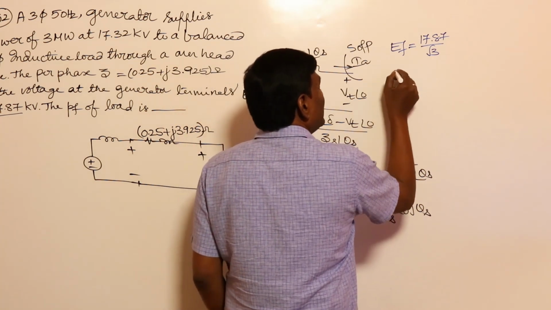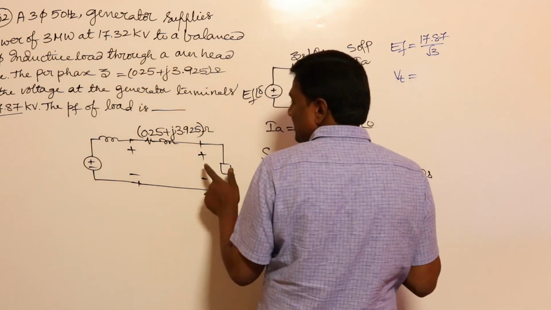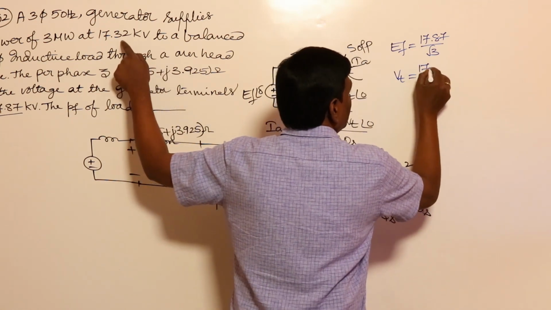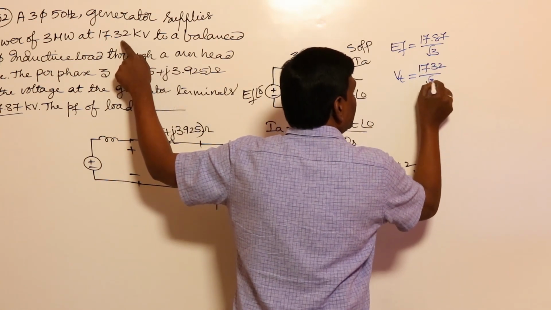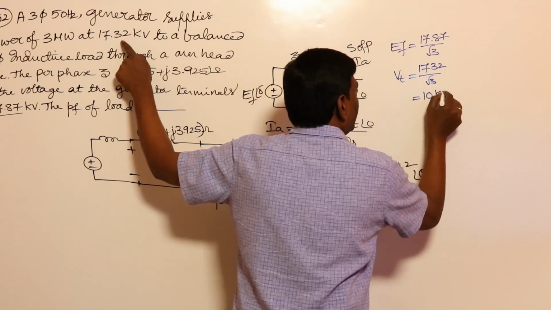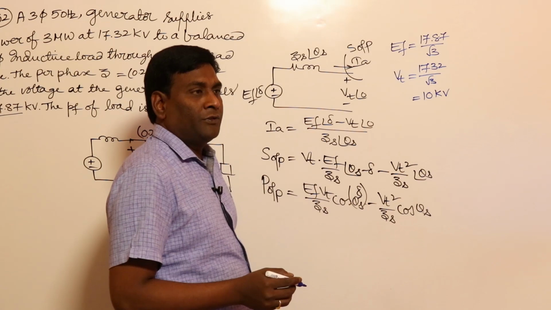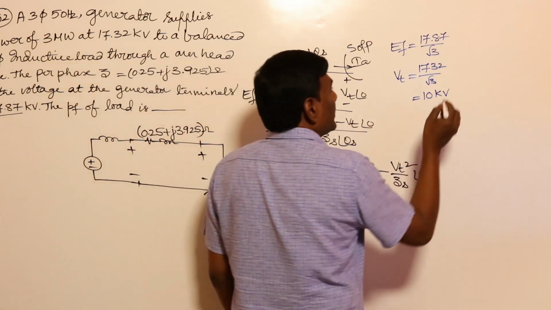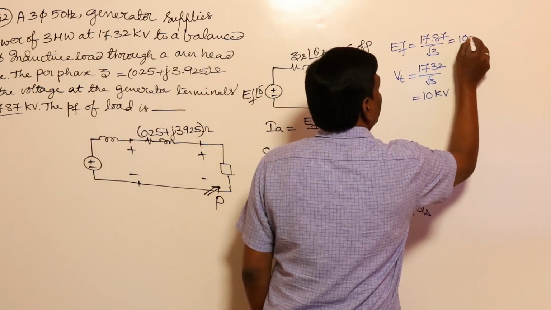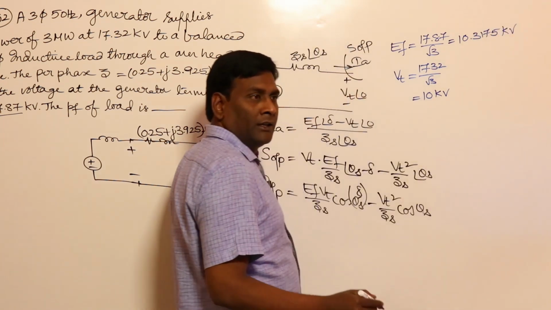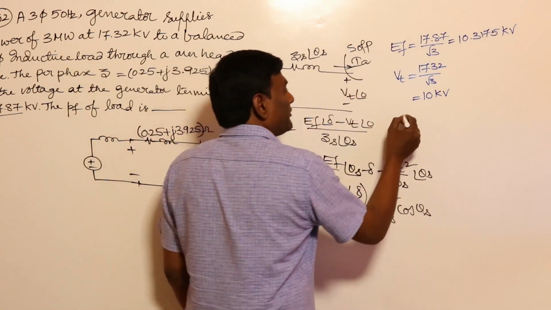And what is VT? VT is going to be this side. 17.32 by root 3, which will come down to 10 kV. And EF is going to be 10.3175 kV. Now what is power P per phase?